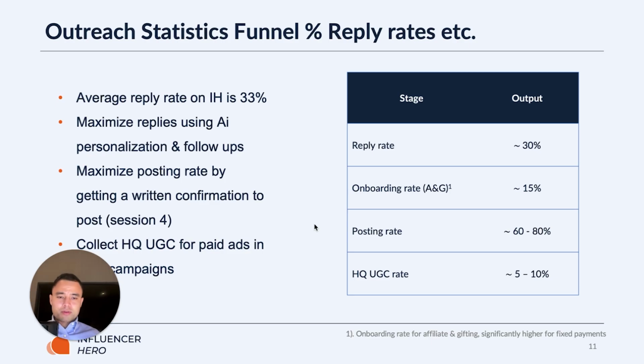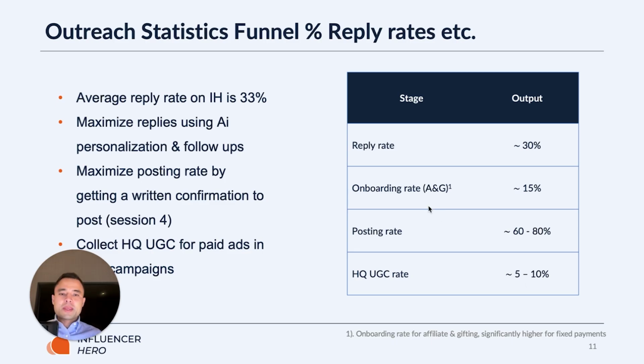Also very important to note here, because if you are doing fixed payment campaigns, this percentage can be a lot higher. If you are paying influencers $5,000, $10,000, or $20,000 to post for you, this percentage can skyrocket. But obviously, the content of this course is about performance-driven influencer marketing, so ROI-driven, staying profitable and maximizing results. In that case, you want to start with affiliate and gifting campaigns. There it's 15%.